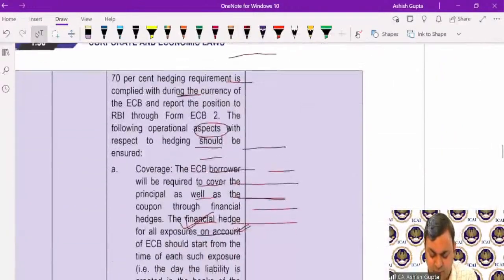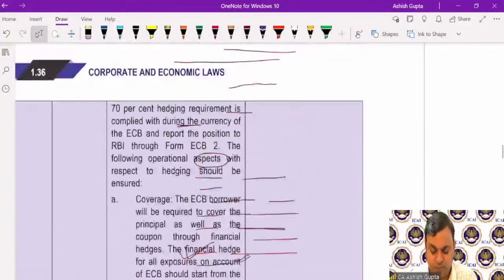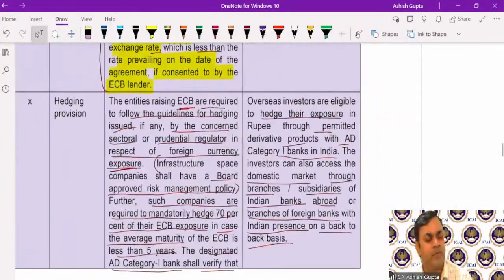If you have any problem, you can let me know. Just go through the hedging provision part. Just go to the hedging provision part. Read out the hedging provision part.